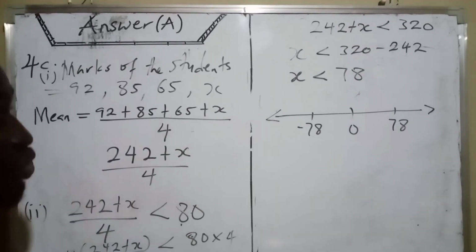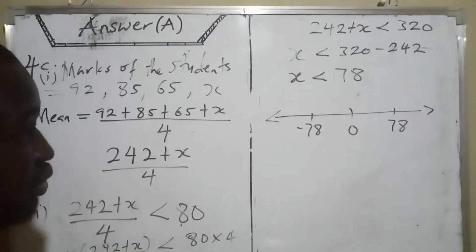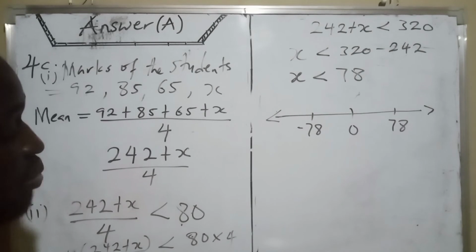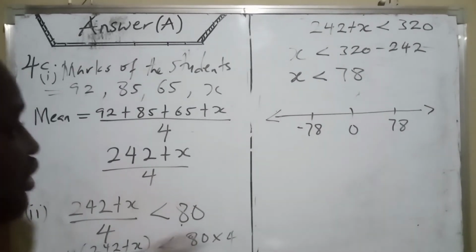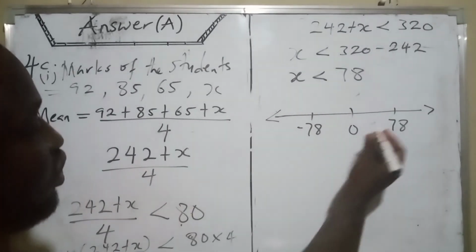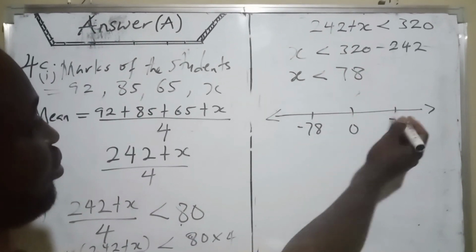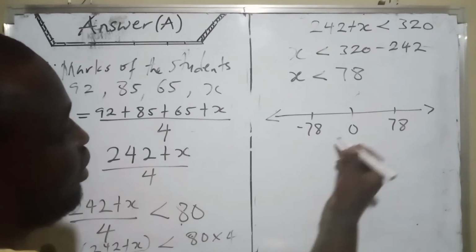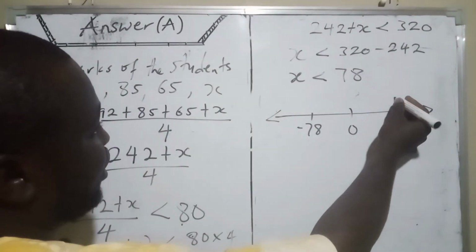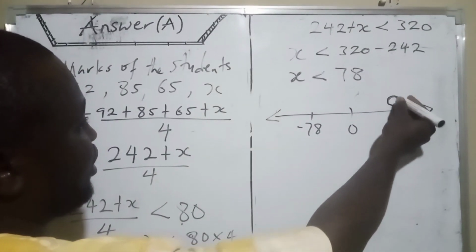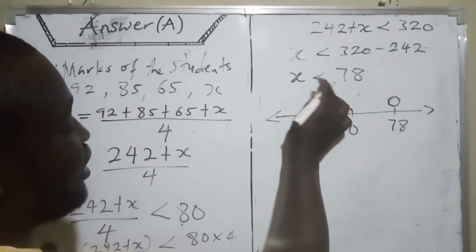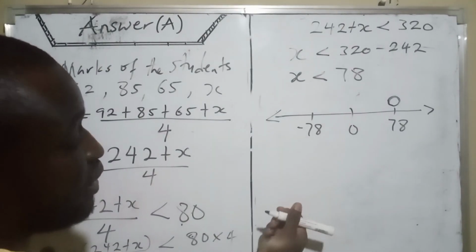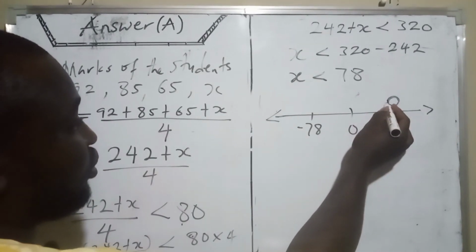You must not necessarily do what I have done. You can do your own thing, but just make sure that the answer we had, that's the 78, is captured on the number line. So I've just done something simple to answer the question. Since it is less than, the arrow will point to my left. So I'll have a circle like this. If it is less than or equal to, we'll shade it. But since there's no equal sign here, we just leave it unshaded. So the arrow will go this way.